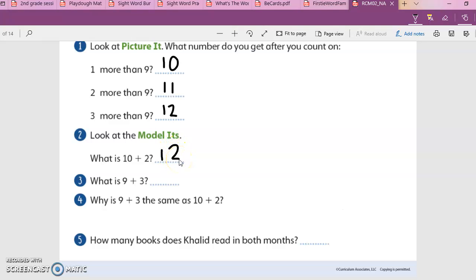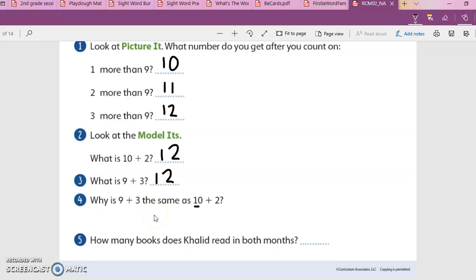What is 9 plus 3? 9 plus 3 is also 12, right? So here it says, why is 9 plus 3 the same as 10 plus 2? They're the same because 10 is 1 more than 9, but 2 is 1 less than 3.